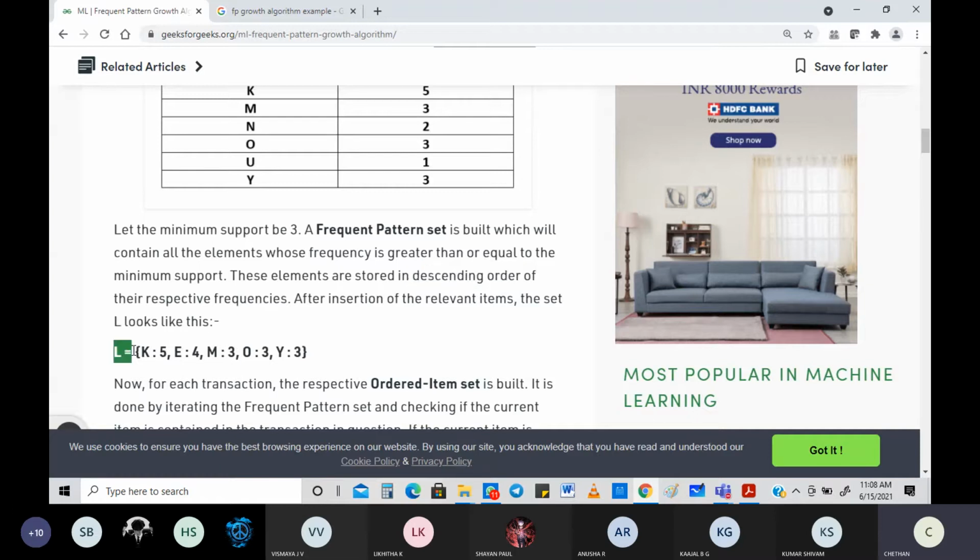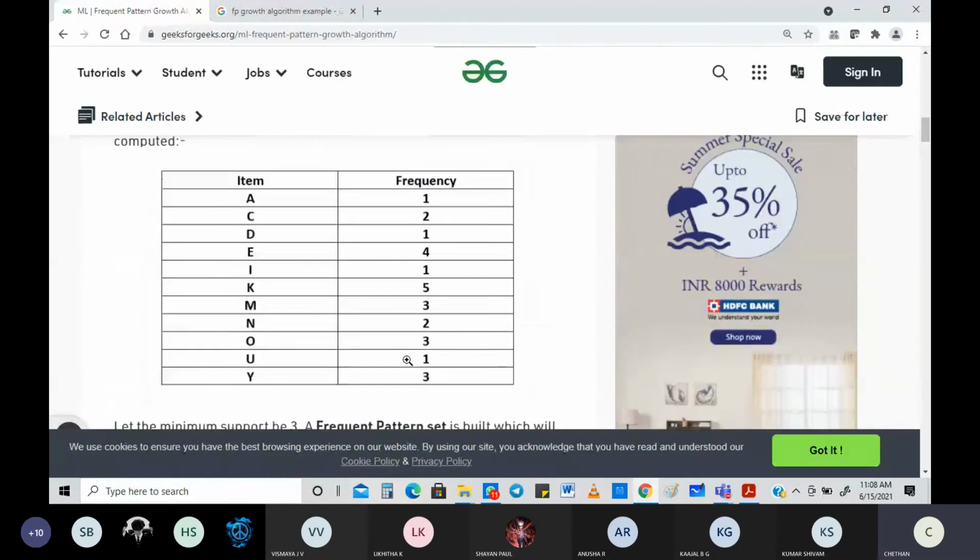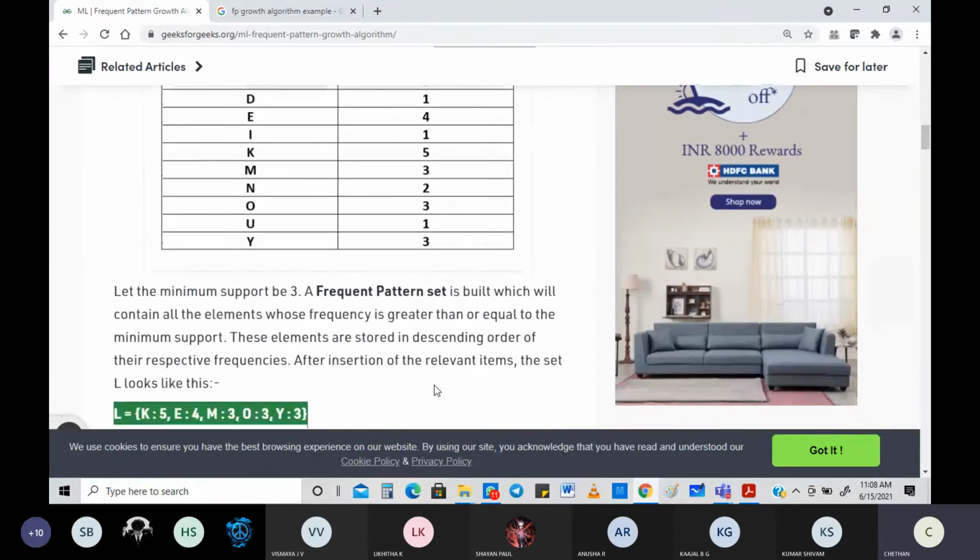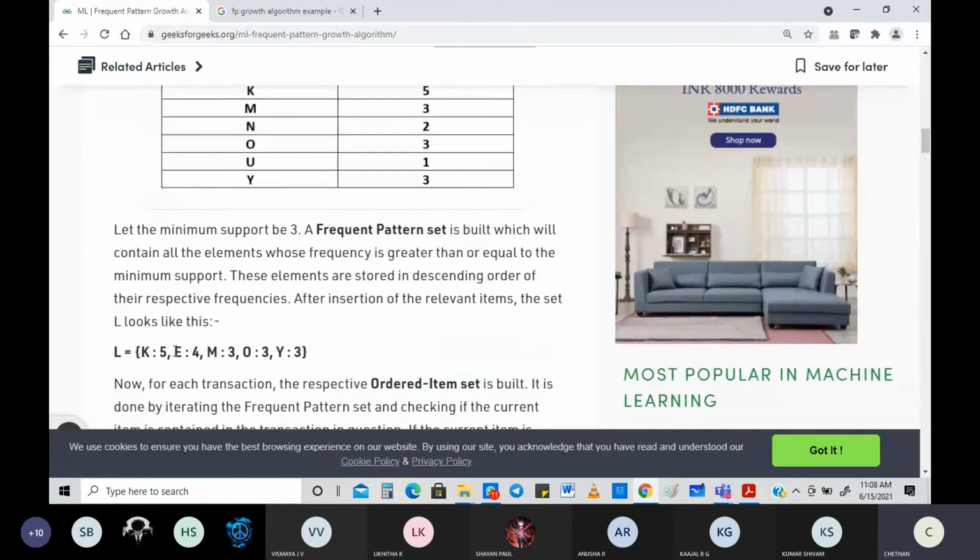You can very clearly see what the ones having 3 or more are. You have K, which has 5. Before that, E, which has 4. Then M is 3, O is 3, and Y is also 3. So that's what we have done, writing all of them in descending order like this: 5, 4, 3, 3, 3. Now people may wonder why it is M, O, Y: because I have written those in alphabetical order, M, O, Y.